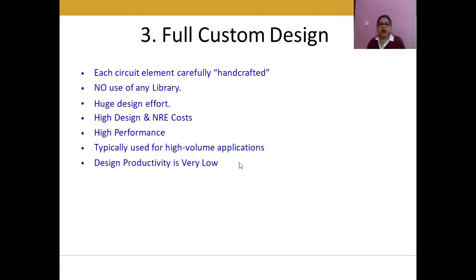It is used for high volume applications. Such a design approach we don't use for low volume applications. And the design productivity is low. So these are some features of the full custom design.